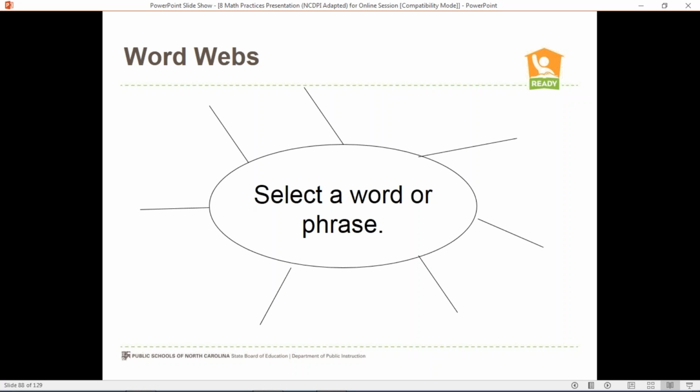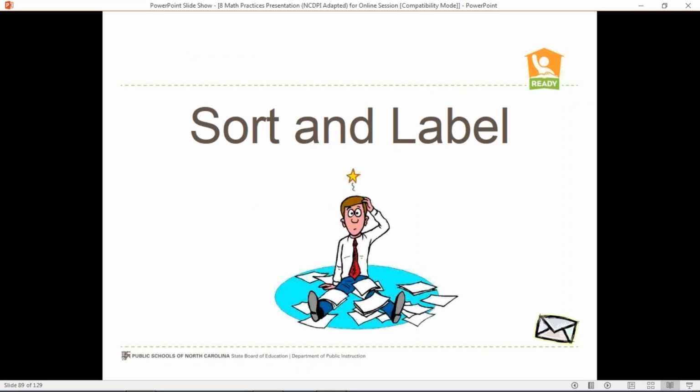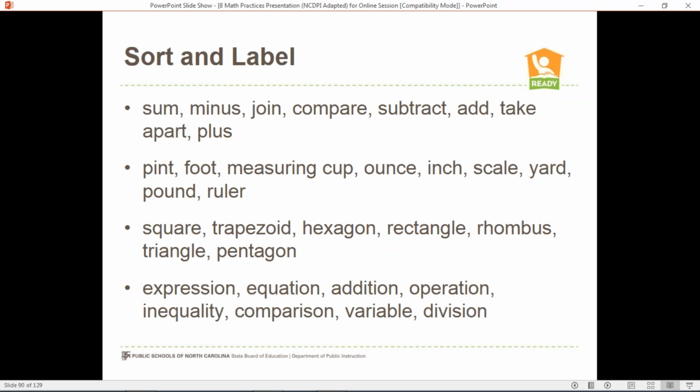We could use, instead of a word, a phrase, like, can you give me an example of some math concept? And we could connect it to other things that we know. Another way to get into precision, or a different way to look at precision, is by sorting and labeling. We can look at things like this and talk about how kids can identify similarities and differences between concepts.